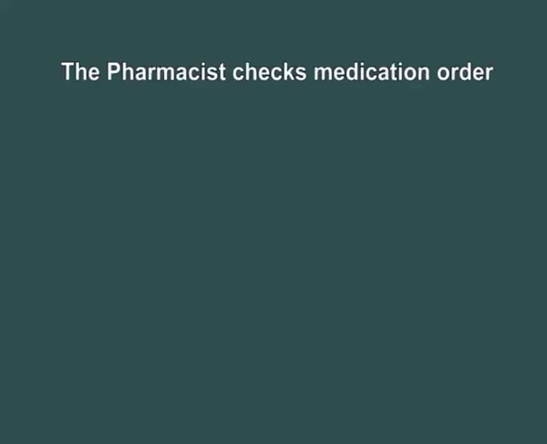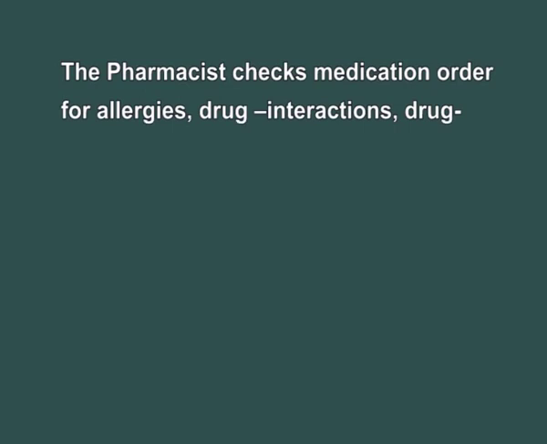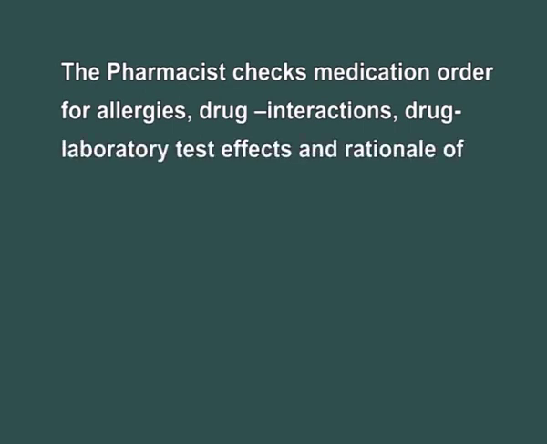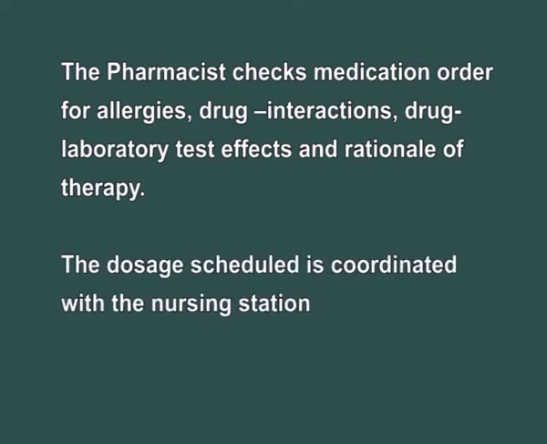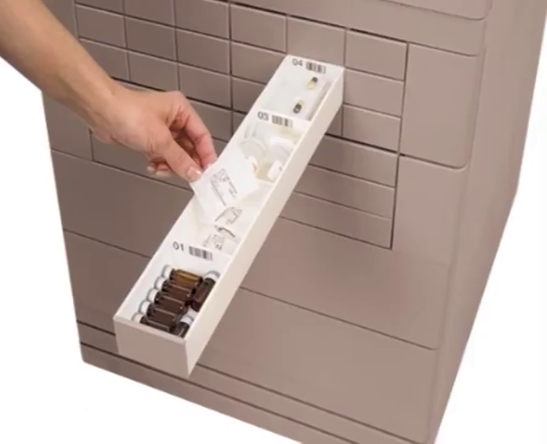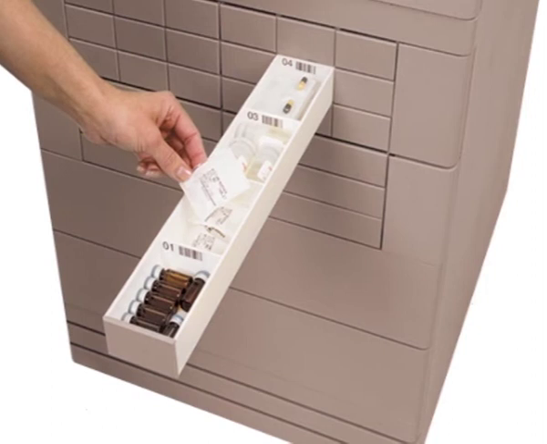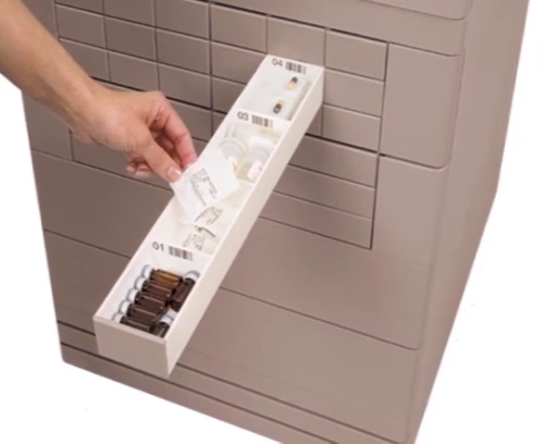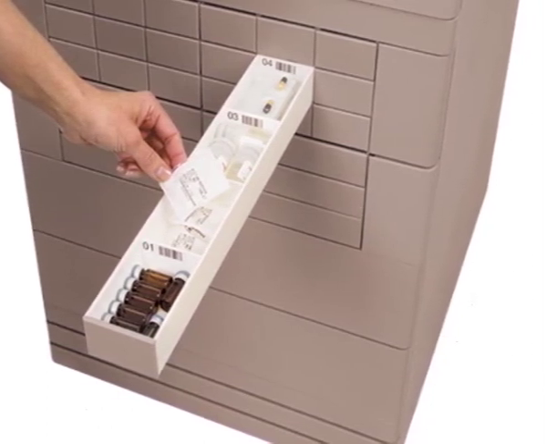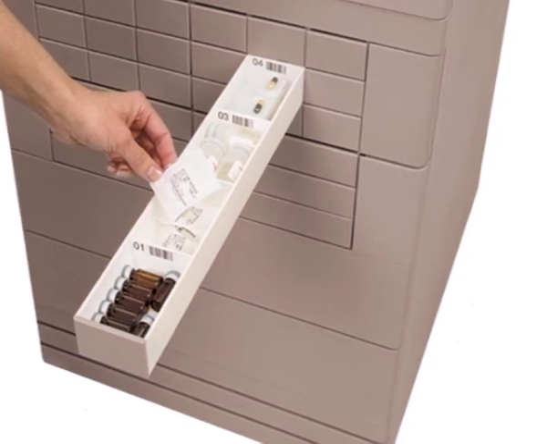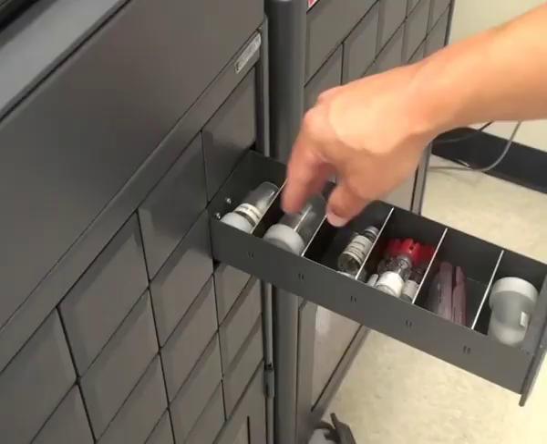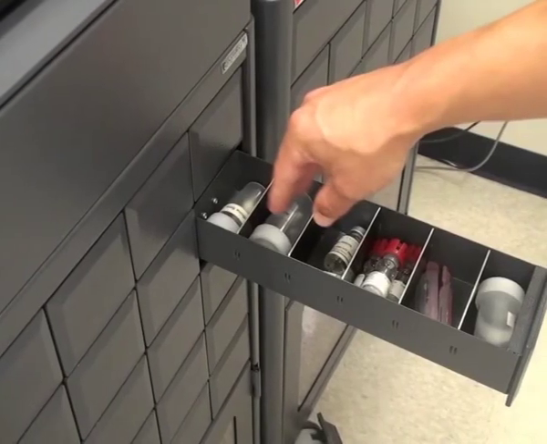The pharmacist checks the medication order for allergies, drug interactions, drug laboratory test effects, and rationale of therapy. The dosage schedule is coordinated with the nursing station. The pharmacy technician picks medication orders, placing drugs in bins of a transfer cart as per dosage schedule. The medication cart is filled for the particular dosage schedule delivery. The pharmacist checks the cart prior to release.